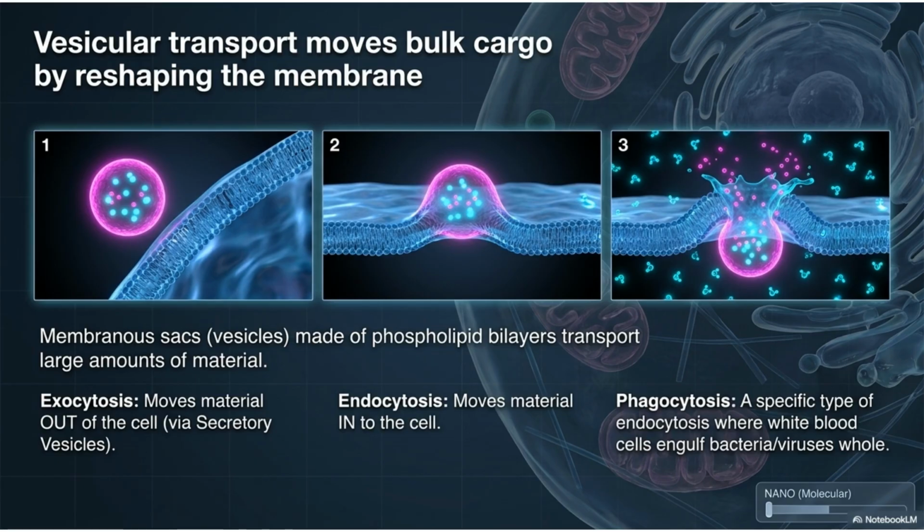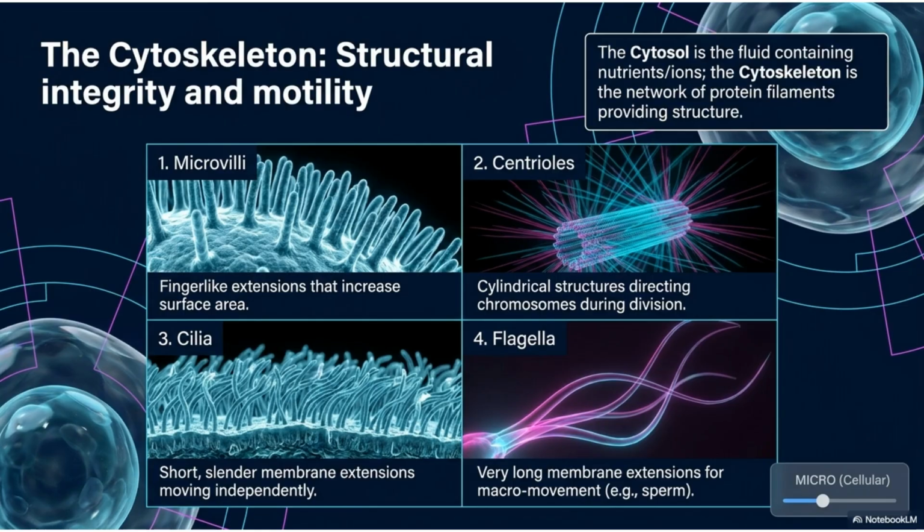The cytoskeleton provides structural integrity and motility. Structures like microvilli, centrioles, cilia, and flagella are all components of the cytoskeleton, supporting different cellular functions. We will see this come into play this week when we review mitosis and meiosis, the two types of cell division.